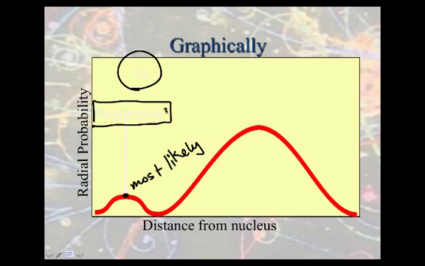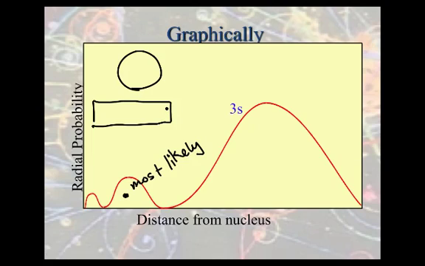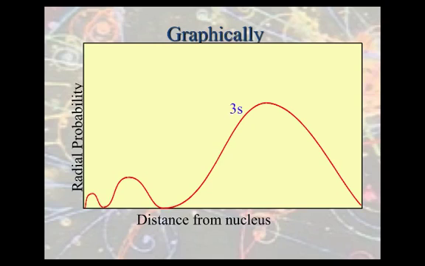I know that's hard to read because it's white on yellow, so that's why I'm pointing it out. This is the 2s electron. Now let's look at an electron in the 3s. Okay, so now our first peak moves in closer. Remember, these peaks come from nodes and antinodes.